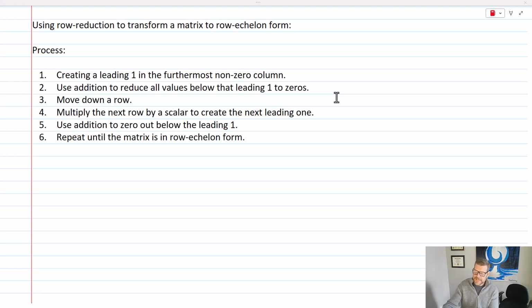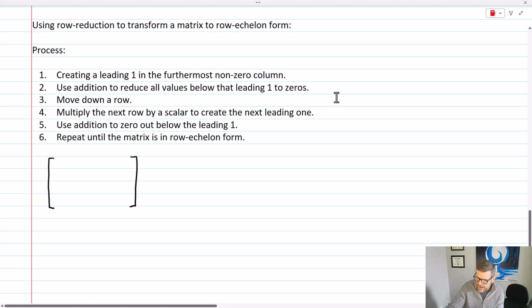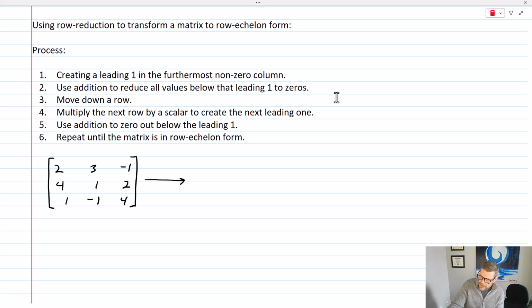So let's take a look at the example that we had before. Let's say what we had is the matrix 2, 3, negative 1, 4, 1, 2, 1, negative 1, 4. The first thing that I want to do by my process is create a leading 1 in the furthest most non-zero column. I'm going to do that by permuting rows 1 and 3. We did that earlier. So I permute 1 and 3, and I get 1, negative 1, 4 as my first row, 4, 1, 2, and now my last row is 2, 3, negative 1.